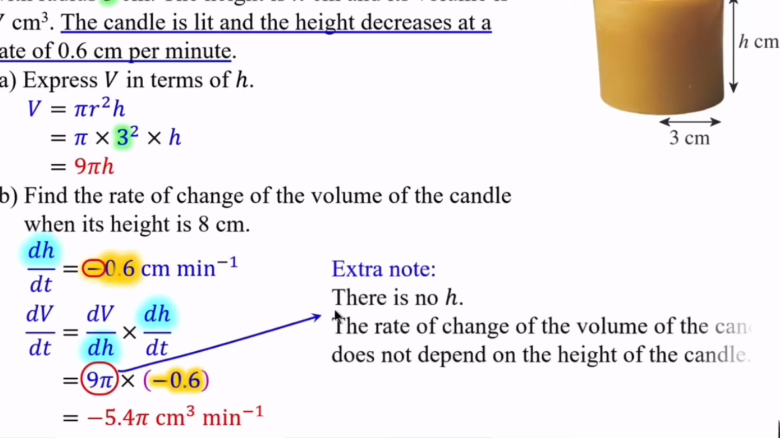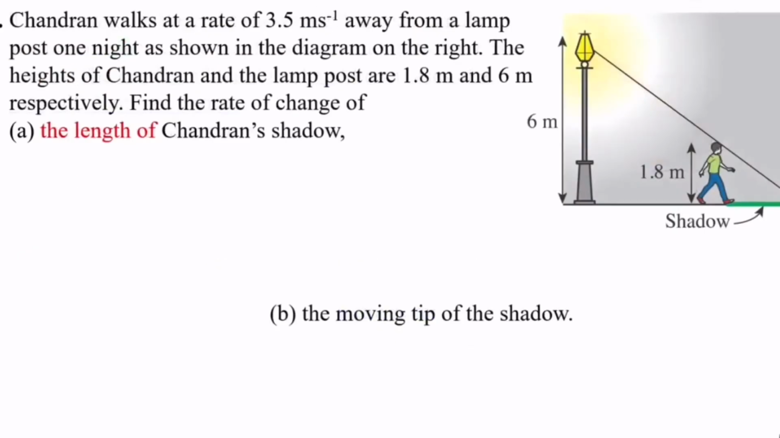The dV/dh equal to 9 pi is telling us that the rate of change of the volume is not affected by the height. It's actually a constant. There is nothing to do with the height. When we differentiate, we get dV/dh just 9 pi. So the answer for the rate of change of the volume is negative because the height is decreased, so the volume will decrease. Okay, so let's go to the last question.